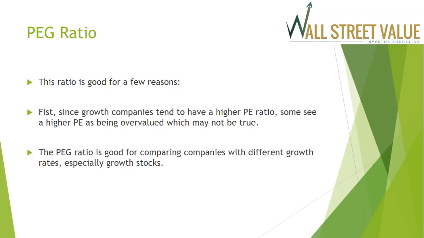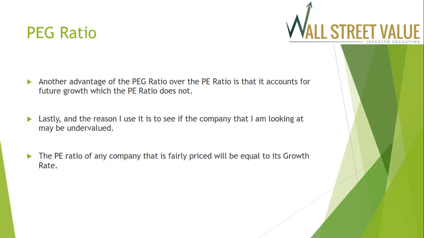This ratio is good for a couple of reasons. First, since growth companies tend to have a higher PE ratio, some see a higher PE as being overvalued, which may not always be true. So the PEG ratio is good for comparing companies with different growth rates, especially growth stocks. Another advantage of the PEG ratio over the PE ratio is that it accounts for future growth, which the PE ratio by itself does not. Lastly, and the reason I use it, is to see if the company I'm looking at may be undervalued.